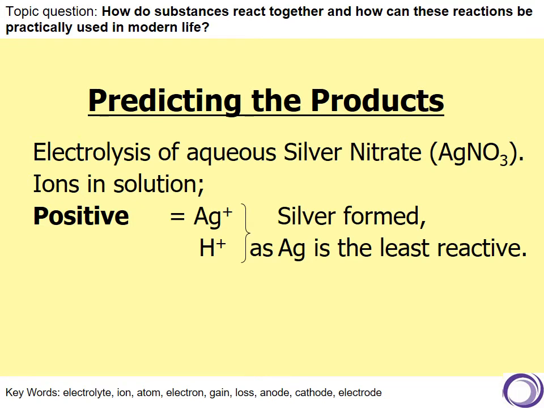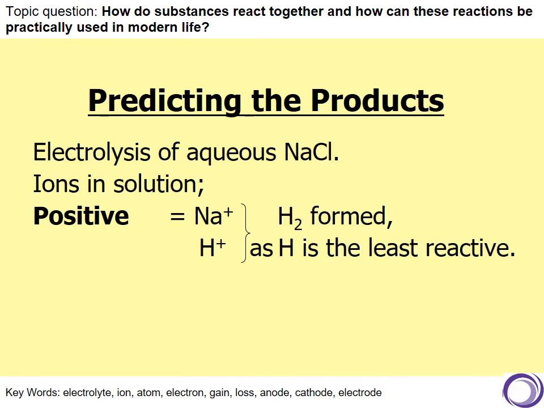So looking at examples of this then, if we consider silver nitrate again, this time the positive ions would be silver and hydrogen. Hydrogen is more reactive than the silver, so the least reactive is formed, so we would get silver metal in this case. If we then look at sodium chloride, the ions we would have would be sodium and hydrogen, and in this case sodium is more reactive than hydrogen, so the hydrogen would be formed in the form of hydrogen gas.